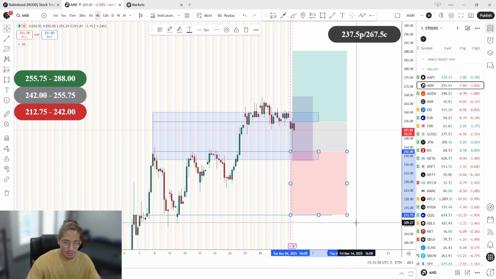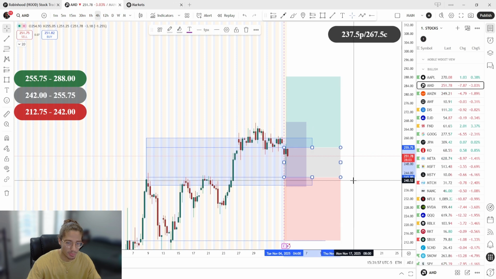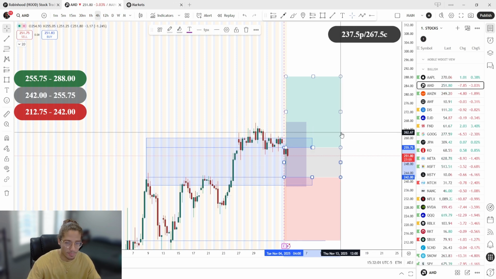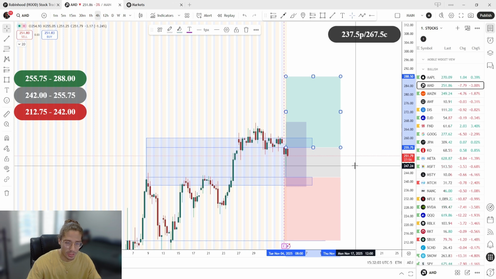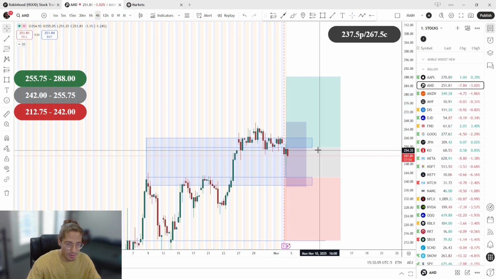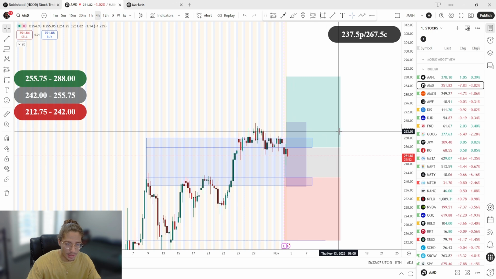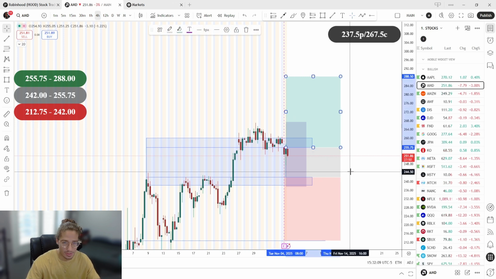Looking at the bearish zone, you would start around 242 for your short and target around 212.75. The untradeable zone is where price is currently resting, anywhere from 242 to 255.75. And if you wanted to target some longs, you would start around 255.75, right around this structural high, and you would target around a 10.8% gain at 288.50.